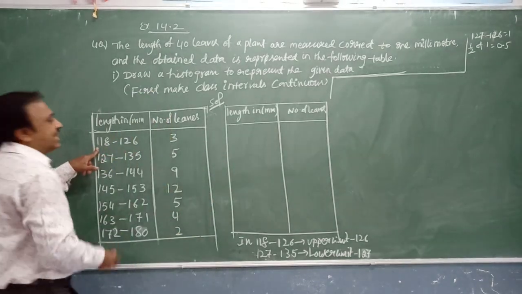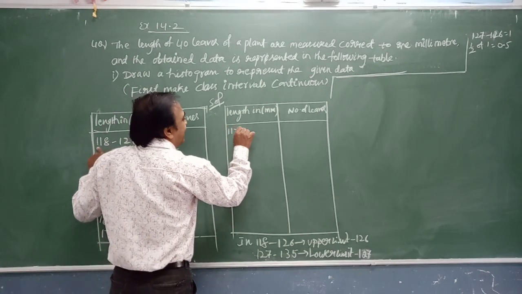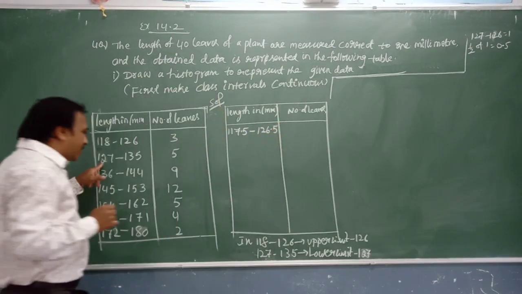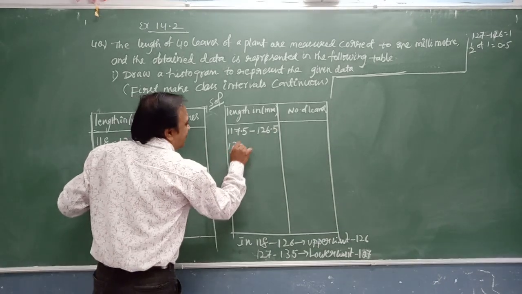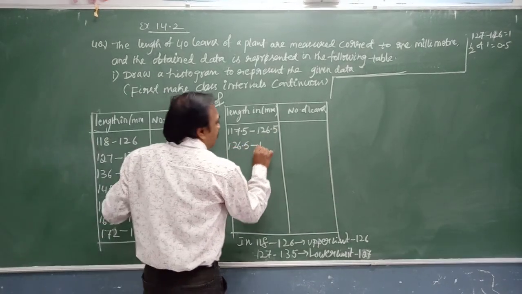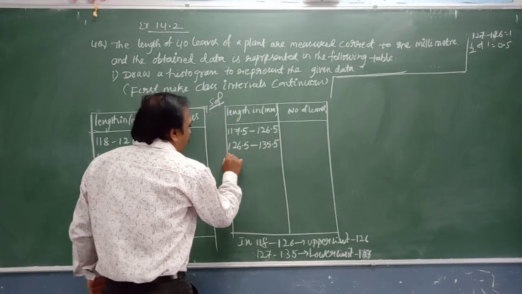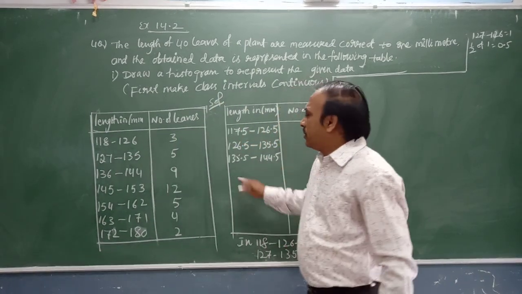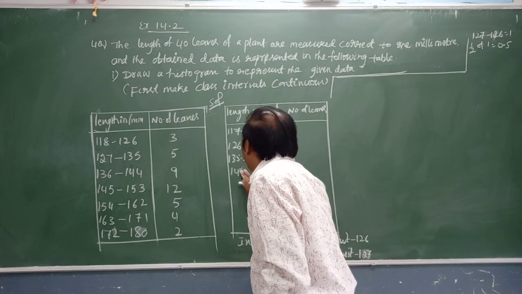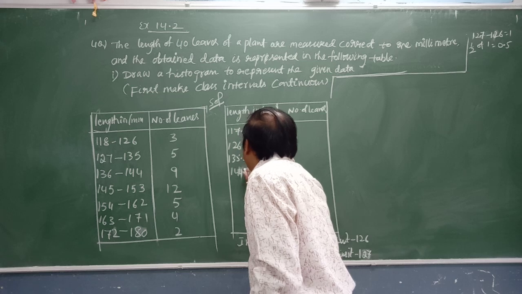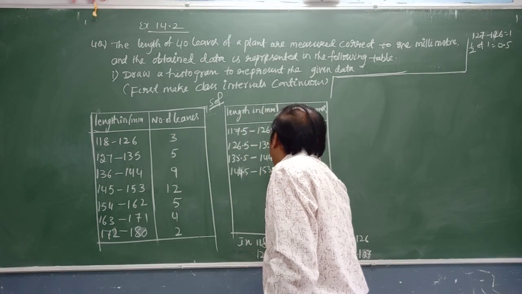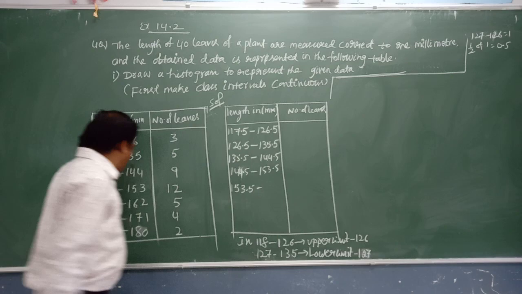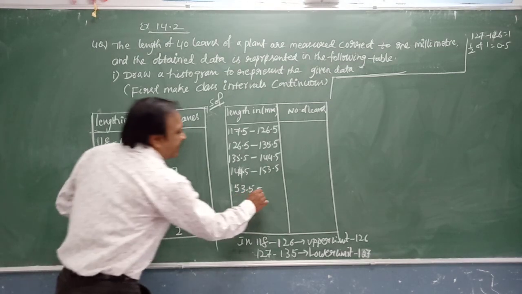So if you subtract 0.5 from the lower limit 118, you get 117.5, and adding 0.5 to 126 gives 126.5. So the first interval is 117.5 to 126.5. Next, 126.5 to 135.5, then 135.5 to 144.5, then 144.5 to 153.5, then 153.5 to 162.5. What we are doing is adding 0.5 to upper limits and subtracting 0.5 from lower limits.